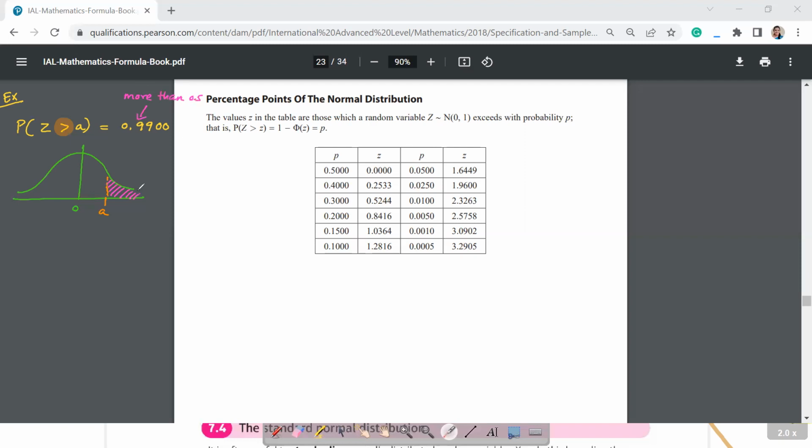So which means, is this diagram correct? The area that I've shaded here, does it correspond to 0.99? Definitely not. So this is wrong. Okay, so this diagram is wrong. So we can't go with this.